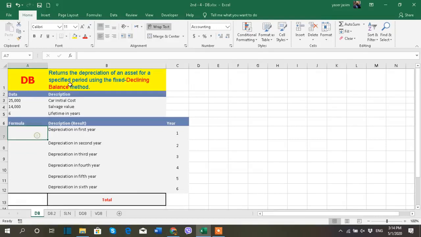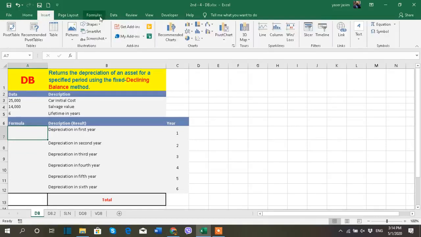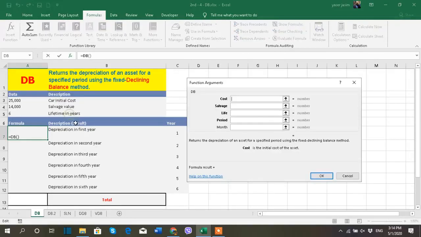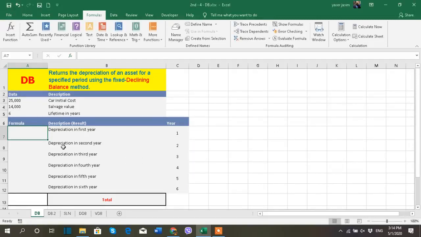Or I can go to insert, go to formula, financial, and search for the DB function, and I'm also going to get this dialog box to calculate my DB function. So it's up to you which one is easier. I'm going to go for typing here the DB.